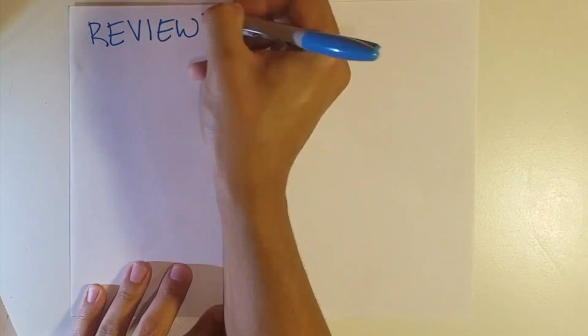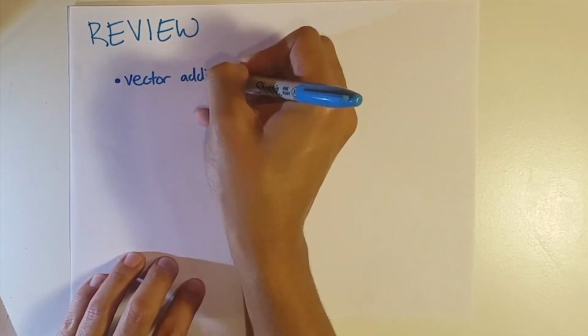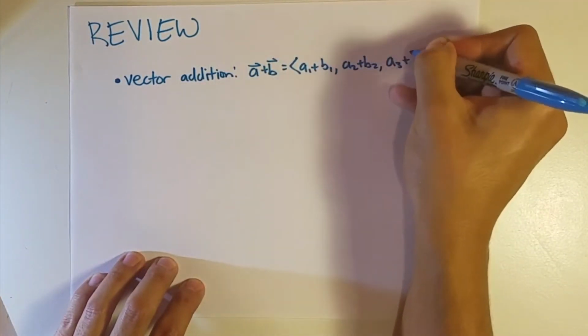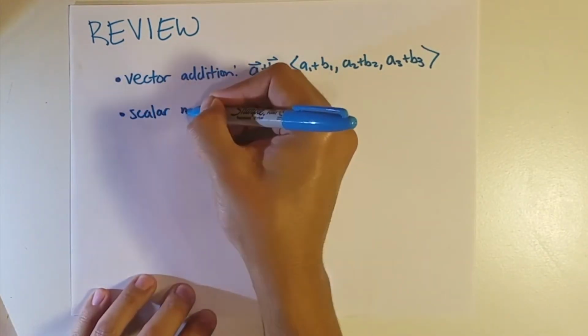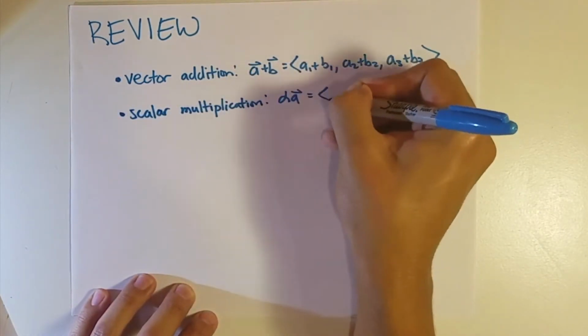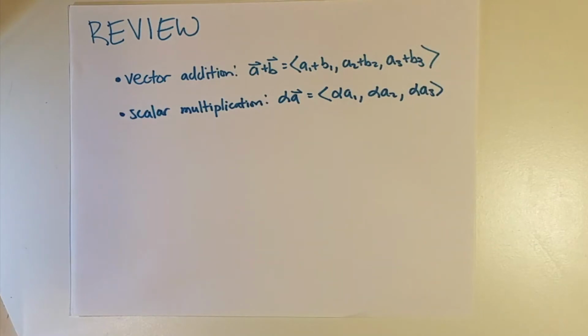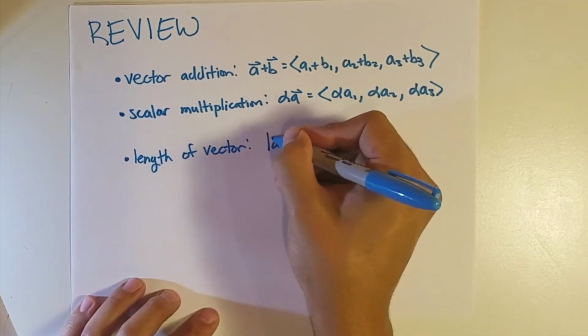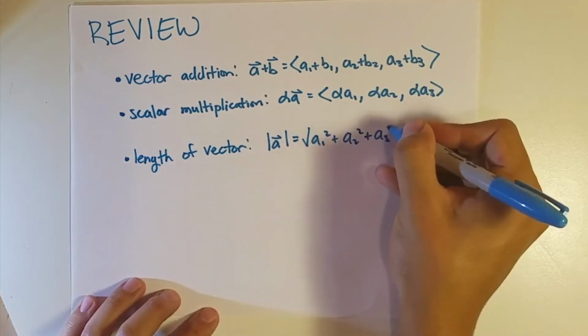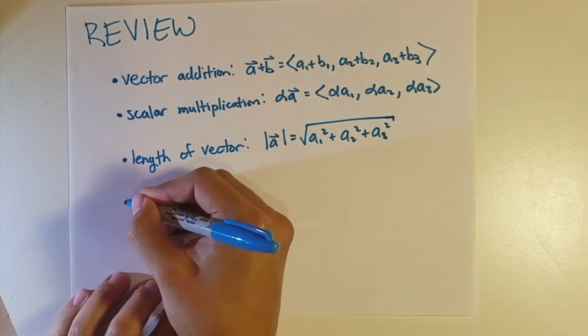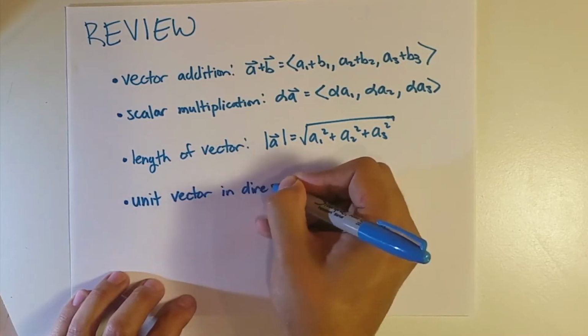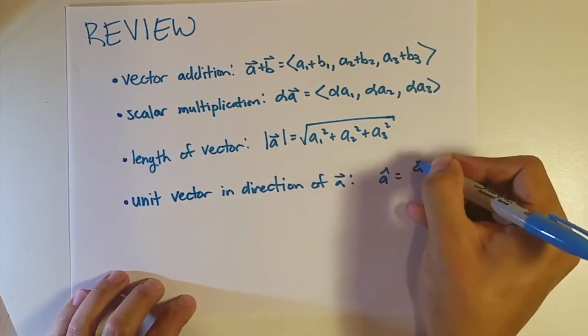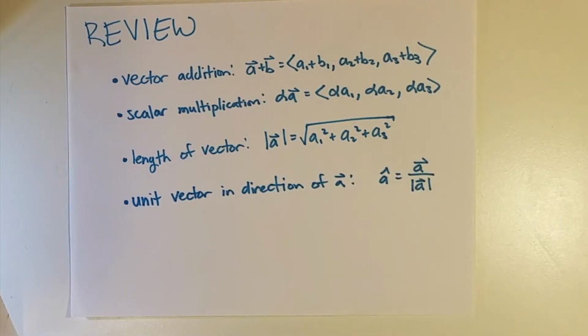For review, to add vectors, add each component with each other to get our new vector. To multiply a scalar with a vector, just distribute the scalar among the components. To find the length of a vector, use the equation the square root of each component squared summed all together. And to find the unit vector, i.e. the vector of length 1 in the direction of a, just do a over its length.